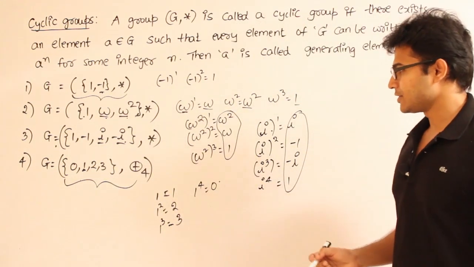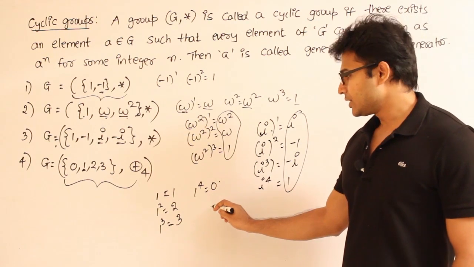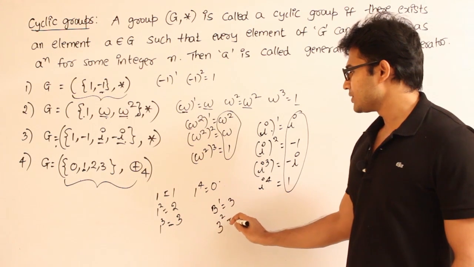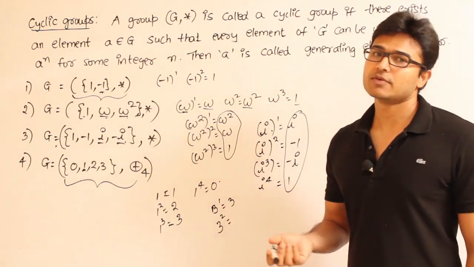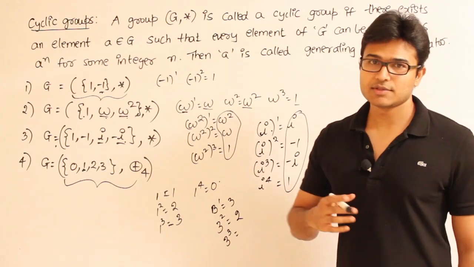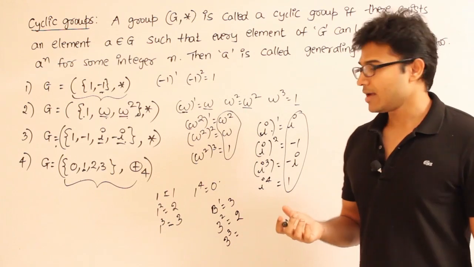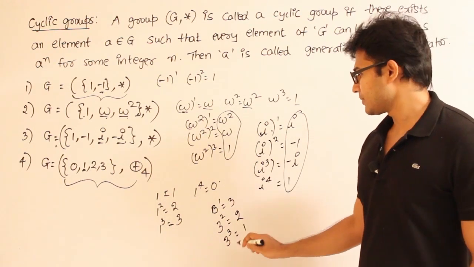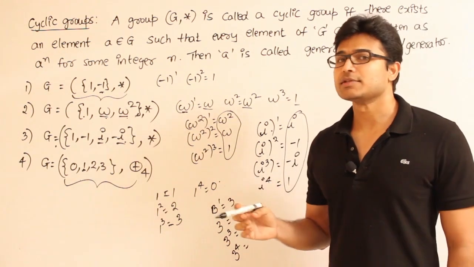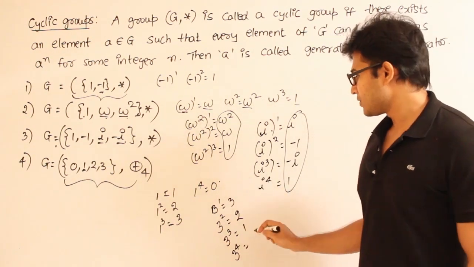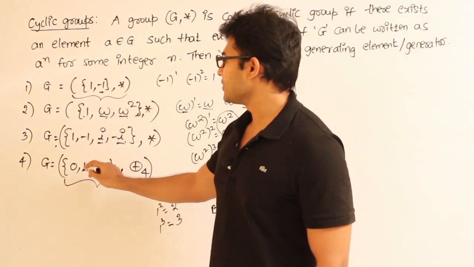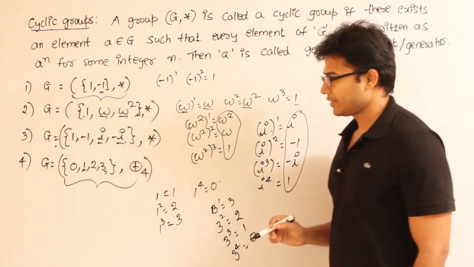Let's see if 3 is also a generator. 3 power 1 is 3, 3 power 2 is 3 plus 3 is 6, and 6 when you divide by 4 gives 2. Then 3 power 3 means 3 plus 3 plus 3, which is 9, and 9 when you divide by 4 gives 1. And 3 power 4 means 3 plus 3 plus 3 plus 3, which is 12, and 12 when you divide by 4 is going to be 0. Therefore 1 and 3 both are going to be generators. Got it?